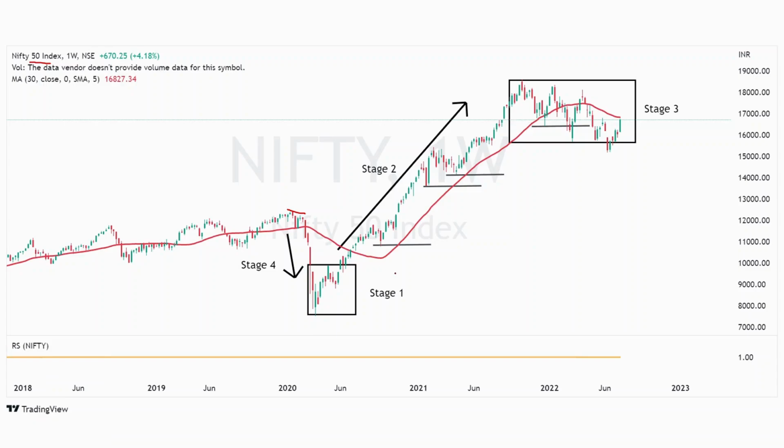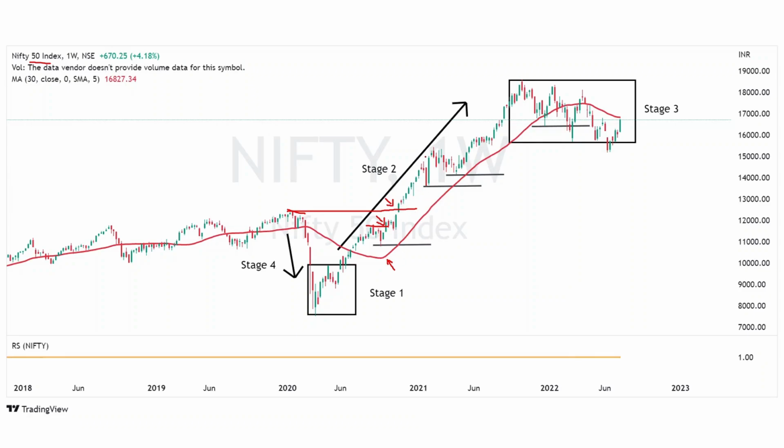After that, we formed a stage 1, and this is where the 30 weekly moving average started trending upwards. So this is our first wide range candle, this one. Then another two more wide range candles. So this marks that stage 2 has started. So if we are looking to buy any stock within the Nifty 50 index, this is a good time to buy.